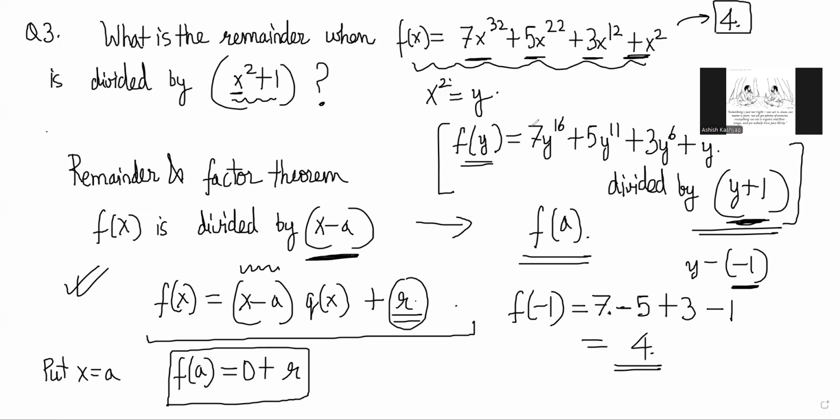You don't have to actually divide it. We are using the remainder and factor theorem, this statement, that when f of x is divided by a factor like x minus a, the remainder is f of a. I hope it is clear. This is pretty easy. Right? Is it okay, this question? Yes. Okay, let's go to the next one then.